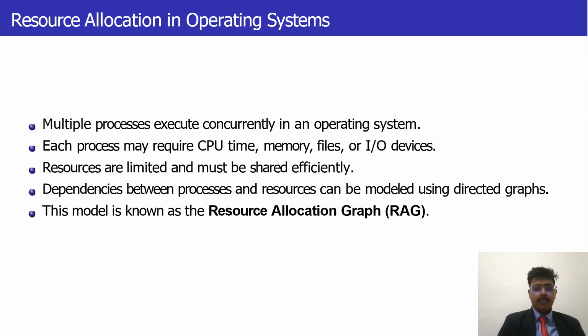Resource allocation in operating systems. Operating systems allow multiple processes to run simultaneously. Each process may require system resources such as CPU time, memory, files, or input-output devices. Since resources are limited, they must be allocated carefully. The relationship between processes and resources can be represented using a directed graph called the resource allocation graph. This graph model helps visualize waiting dependencies clearly.